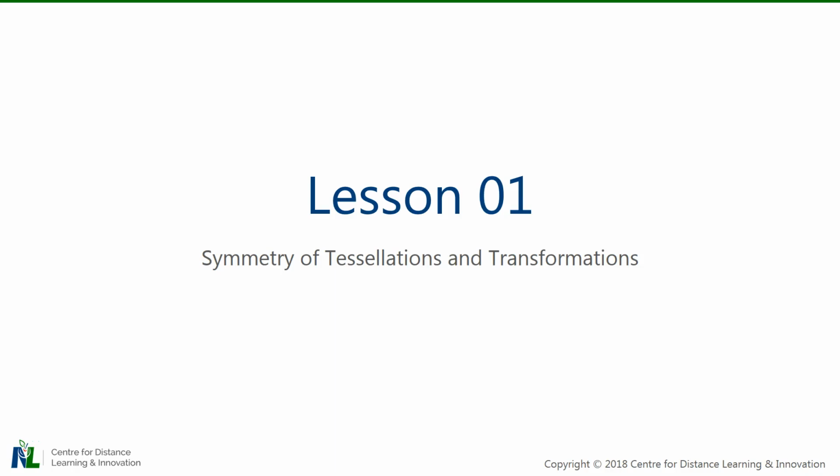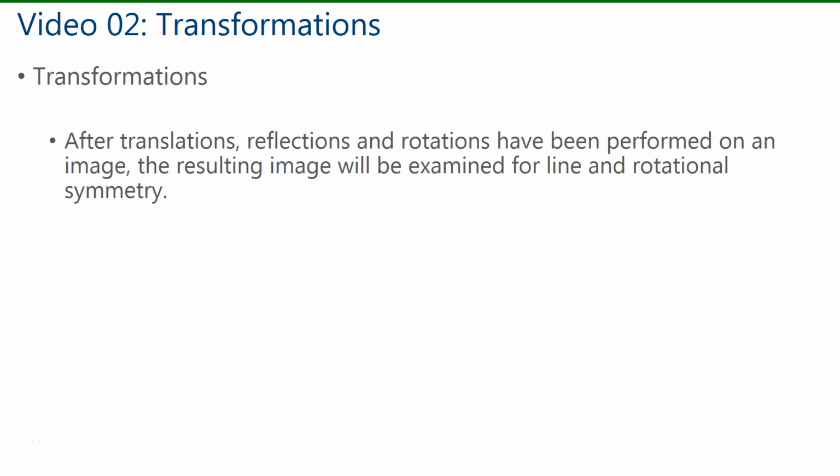Welcome back to Lesson 1 on Symmetry of Tessellations and Transformations. Now we have already looked at a few transformations such as reflections and rotations, and now we'll add in translations, which involve moving an object up, down, left, or right. Now after translations, reflections, and rotations have been performed on an image, the resulting image will be examined for any line or rotational symmetry.